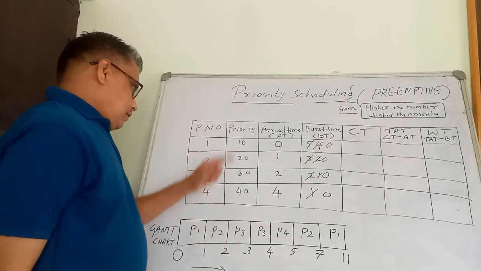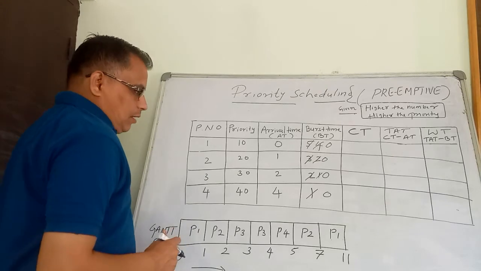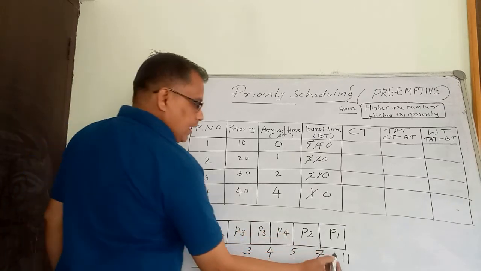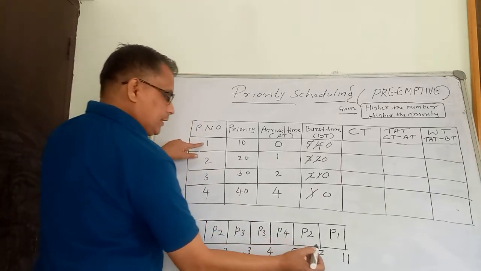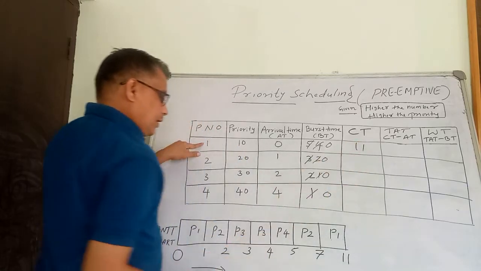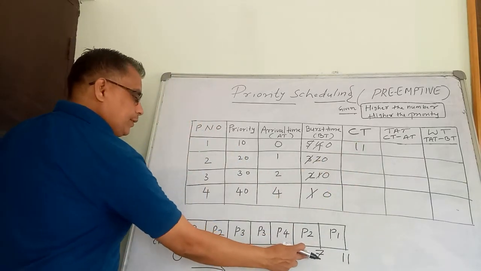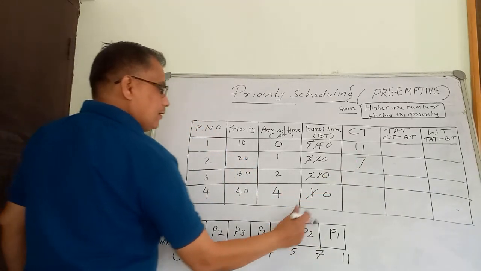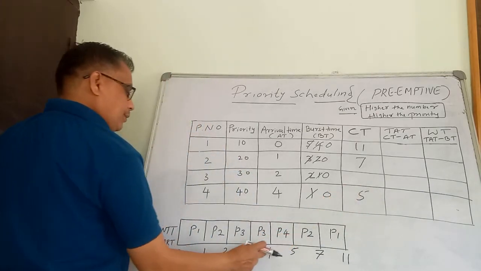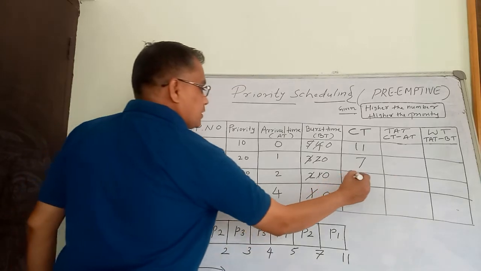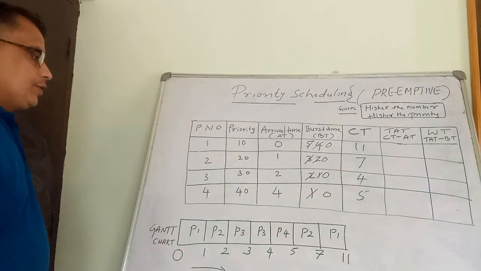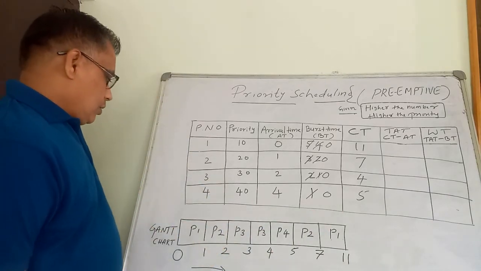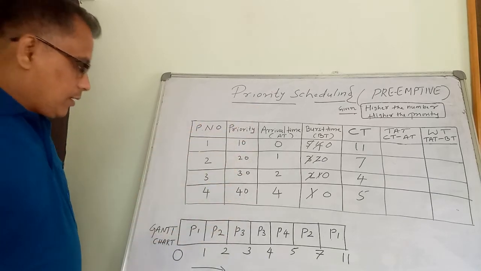Now you can find out completion time. How to find out? From right to left in the Gantt chart. That means P1 is completed at 11 seconds, correct? Then P2 is completed at 7. P4 is completed at 5 seconds. P3 is completed at 4 seconds. Now you can also compare from left to right in the Gantt chart. You will come to the same completion time.